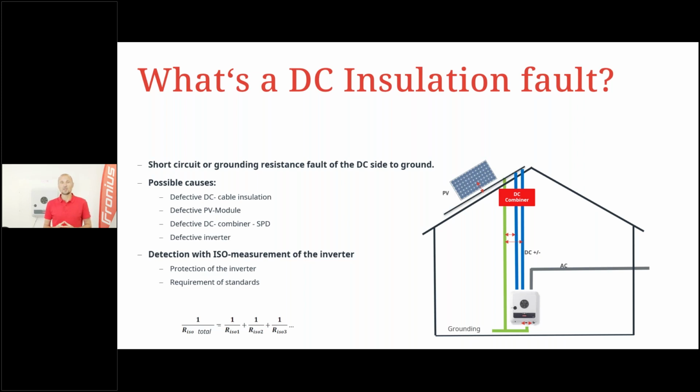Also important to know is that the grounding resistances add up, so we have a summary of the different resistances of the module, DC cable, and so on. Basically, we end up with a smaller resistance when we look at the total resistance. So always look at the total system. If you check only one part, for example only the module, it would not be enough, because we always need to see the whole picture.